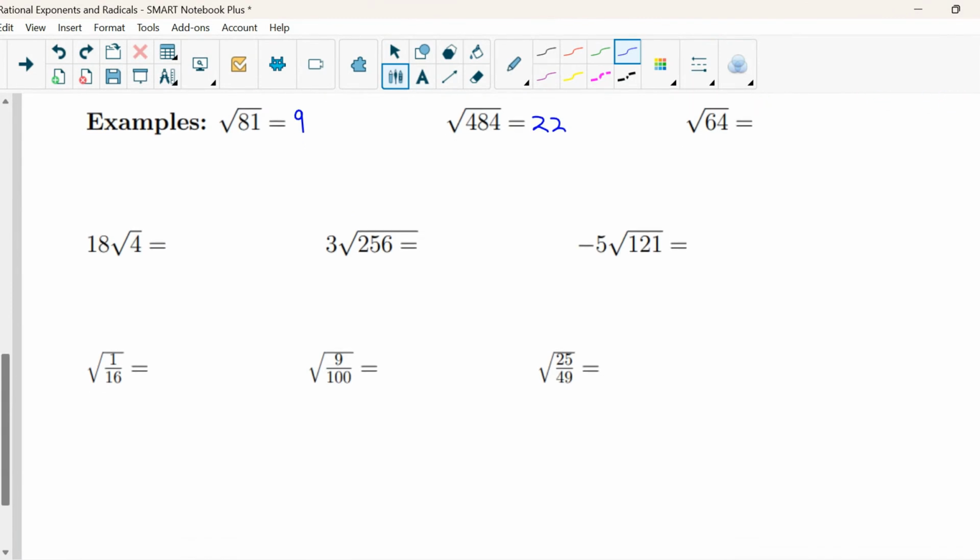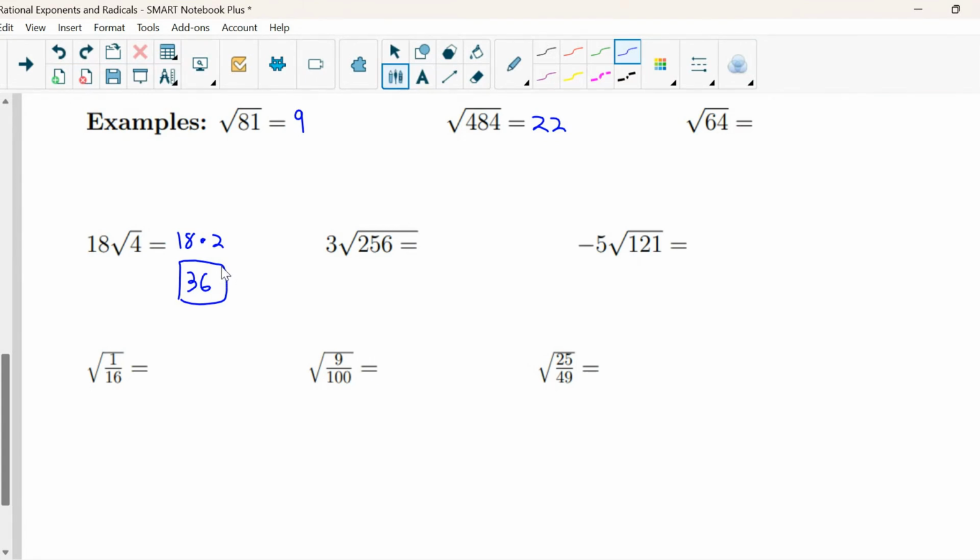All right, let's scroll down and do some of these examples. So I have 18 times the square root of 4. So we are going to simplify our square root and then multiply it by 18. The square root of 4 is just 2. So this gives me 18 times 2, which is just 36.